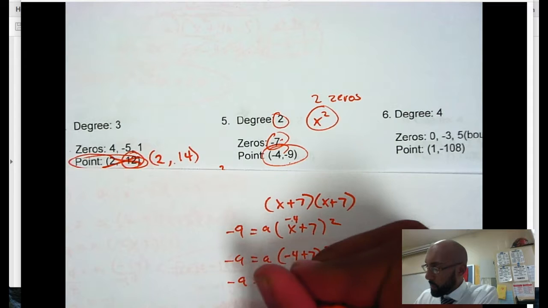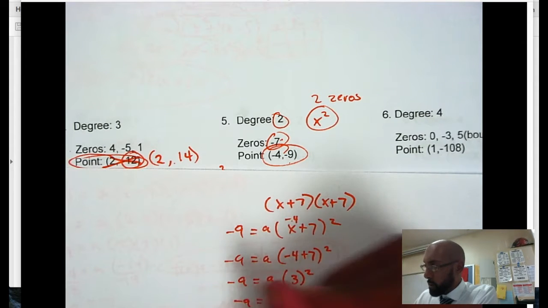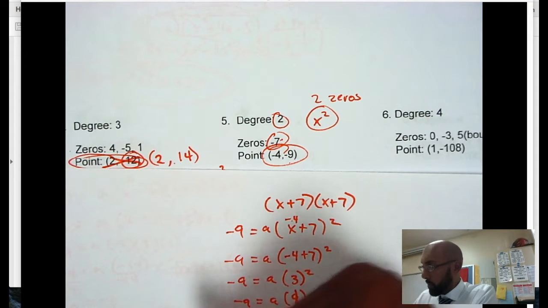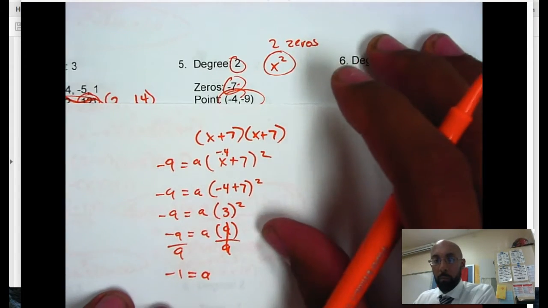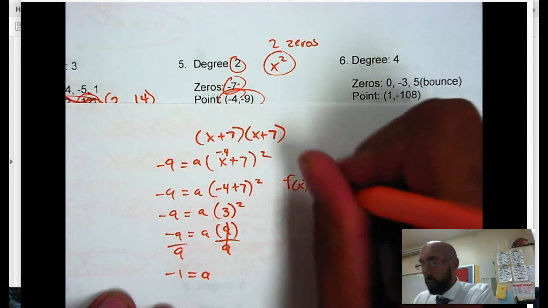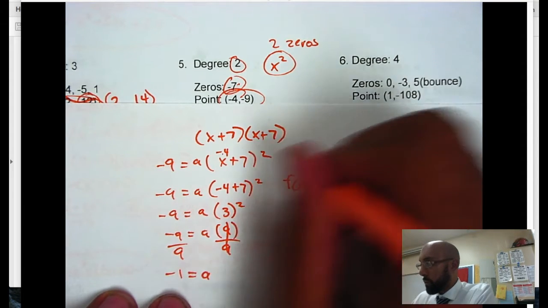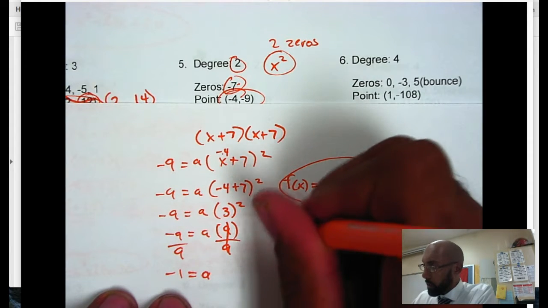So negative 9 equals a times negative 4 plus 7 is 3. So then 3 squared is 9. Divide both sides by 9. And again, we end up with negative 1 as our a. Okay, so now f of x is equal to negative 1 times x minus 7 squared. Okay, that's our factored version. Then multiply it out to get our other version.